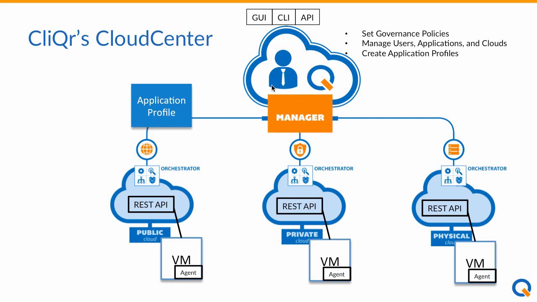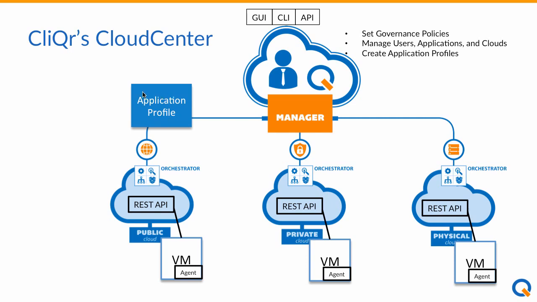The manager is the central hub of activity in CliQr, and it's accessible through a graphical user interface, a command line interface, and a REST API. Here at the manager, you do things like set governance policies, so who's allowed to do what where. You manage your users, applications, and clouds. And then you also create your application profiles. These are the cloud agnostic descriptions of what the infrastructure needs are for a particular application.